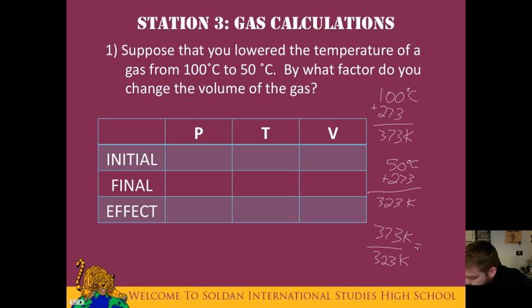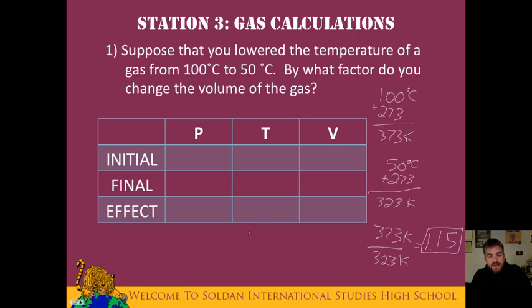And when we divide those, 373 divided by 323, we get a factor of 1.15. Now the question is saying we lowered the temperature by this, so by what factor are we going to change the volume? Well, the answer is 1.15.